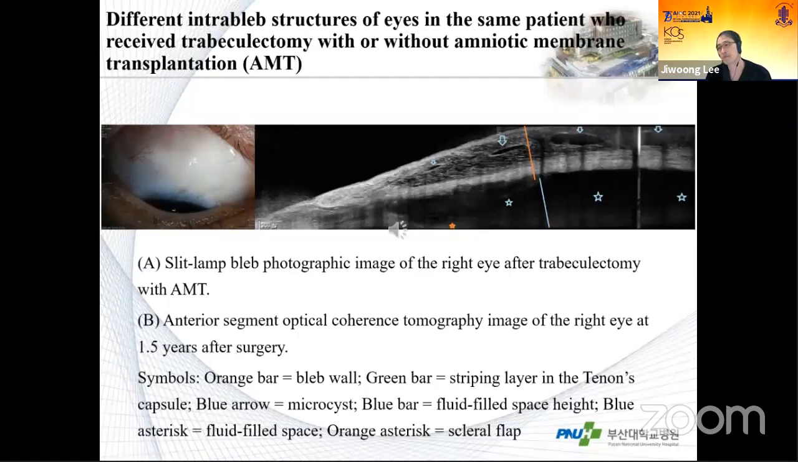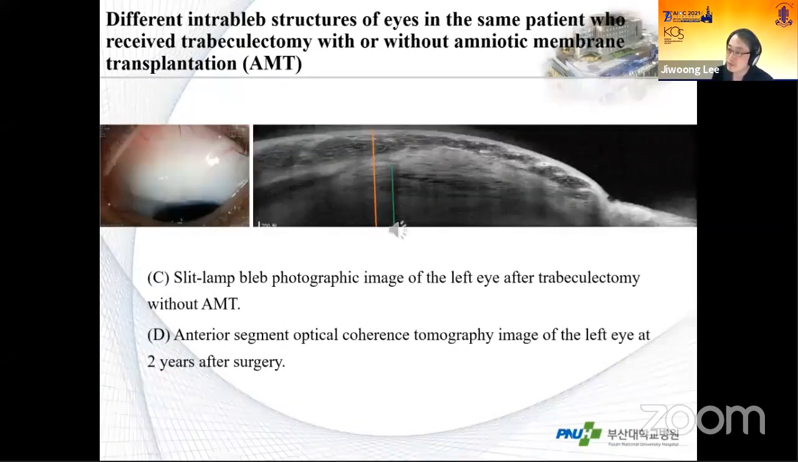This is another case of different intraocular structures of eyes in the same patient who received trabeculectomy with or without AMT. ASOCT shows a hyporeflective bleb wall with microcyst, and the suprascleral space extended beyond the field of view. Although the slit lamp bleb photographic image of the left eye after trabeculectomy alone looks similar to that of the right eye, the anterior segment optical coherence tomography image of the left eye was quite different from that of the right eye. ASOCT image shows a hyporeflective bleb wall with prominent stripping phenomenon.